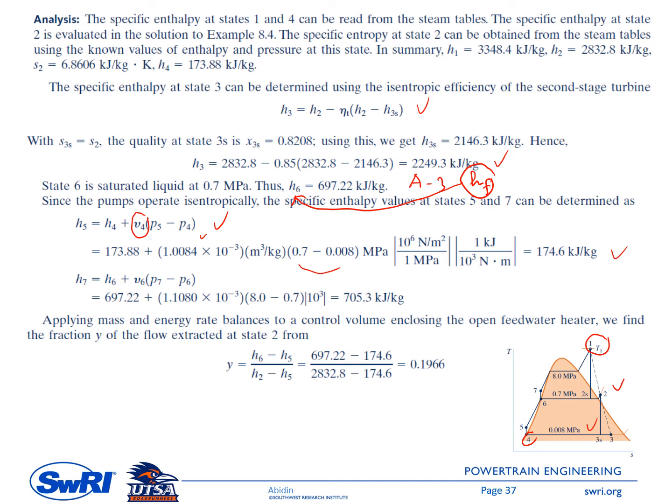And similarly, you can also calculate h7. Then from the formula of y, which is the fraction of the working fluid extracted and diverted to the open feed water heater, you can get the value of y, 0.1966.